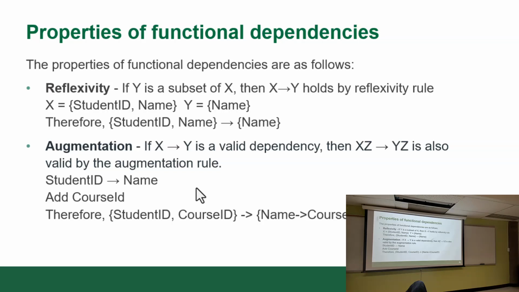Augmentation is if X determines Y as a valid dependency, then XZ determines YZ is also valid. So student ID determines name, and we add course ID. Therefore student ID, course ID determines name, course ID. Essentially what it's saying is that if student ID determines the name, and we have a relationship that's student ID and course ID, that will also mean that name is also part of course ID, or course ID is part of name.